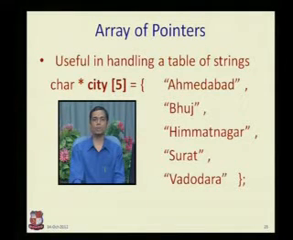Suppose I want to access R from Surat. So what will I do? I have to dereference city 3. So star city 3, and its value, which character? R. So it is again the second character. So I have to dereference. It is basically helpful in this kind of table. So this is an array of pointers.